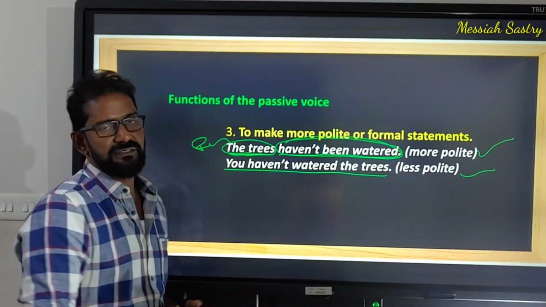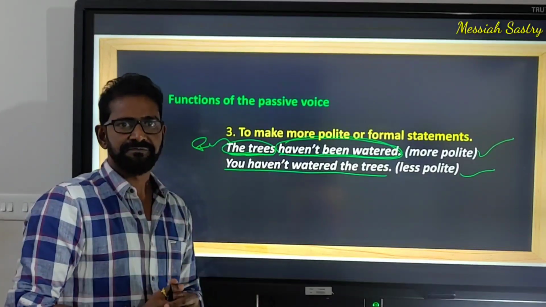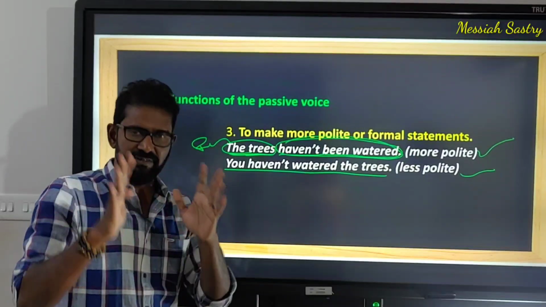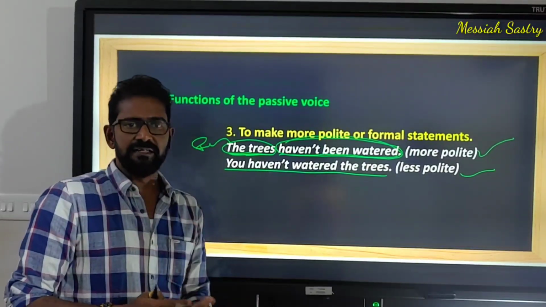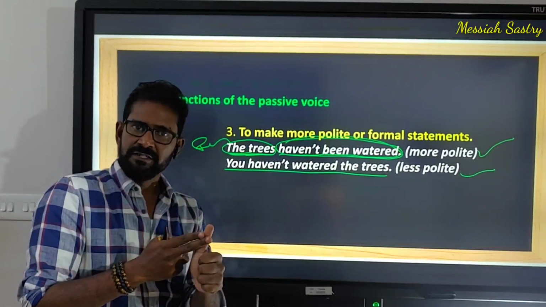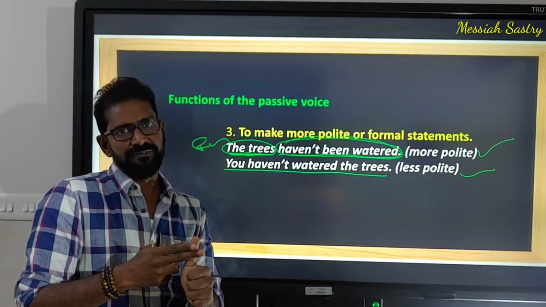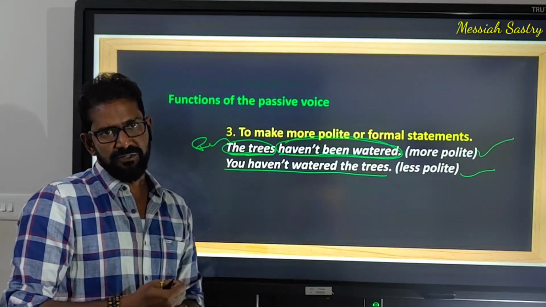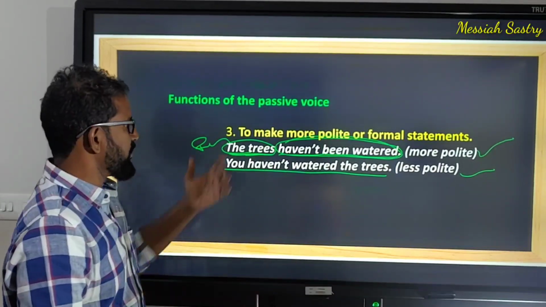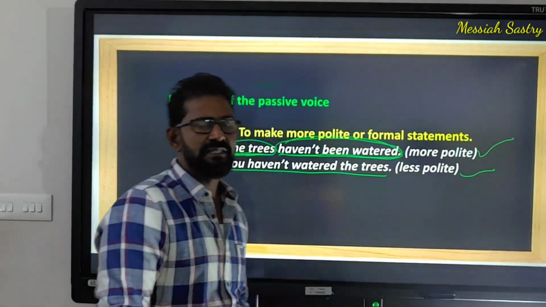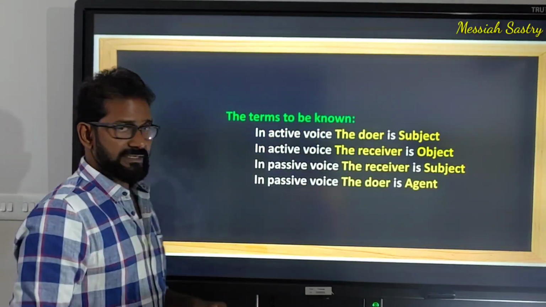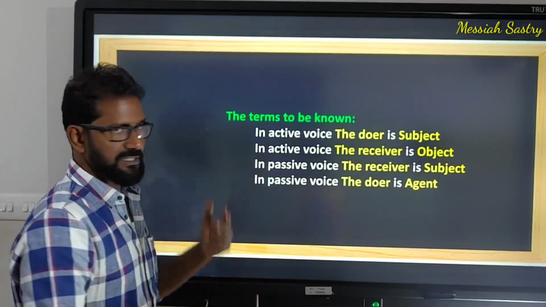So passive voice, 3 reasons. First, you want to give more importance to the receiver. Receiver is important to you. Second, you don't want to mention or you don't know the doer. If you don't want to mention or if you don't know the doer, we need passive voice. Third, in order to make more polite and formal statements, we use passive voice. So there are terms supposed to be known. What are the terms supposed to be known?